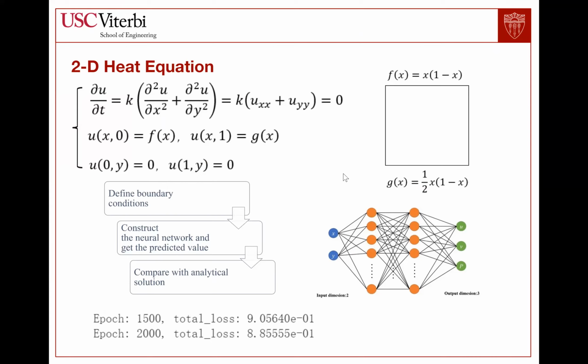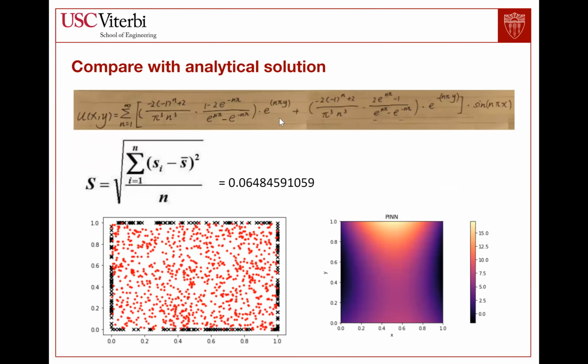First of all, we consider a problem of heat distribution that has reached a steady state in a square area. We assume its boundary conditions as shown in the equations. We construct and train the PINN and get the predicted value. Our final total loss is shown at the bottom. We also calculated the analytical solution under this boundary condition and compare it with the predicted result.